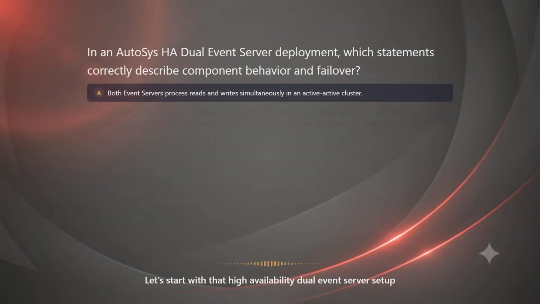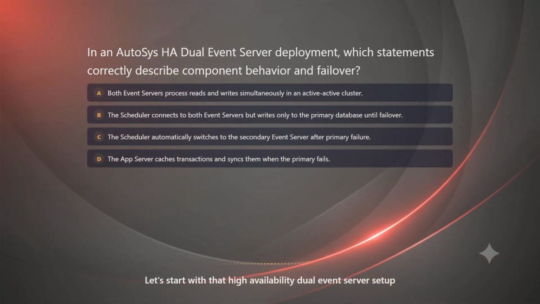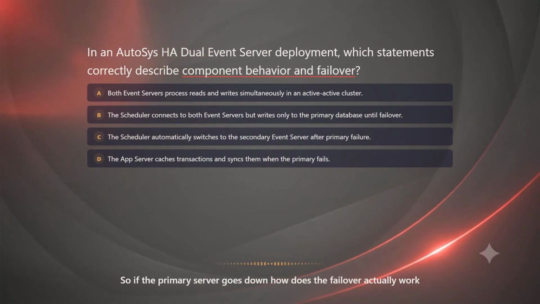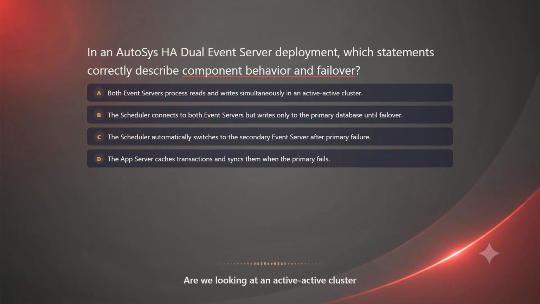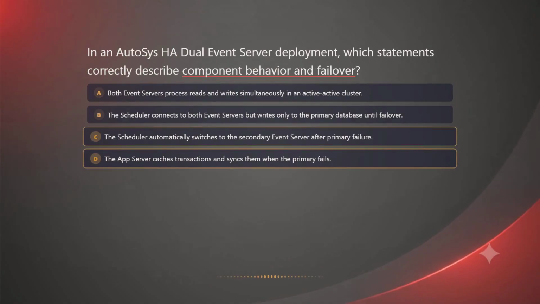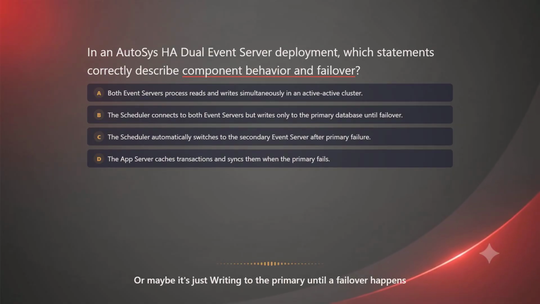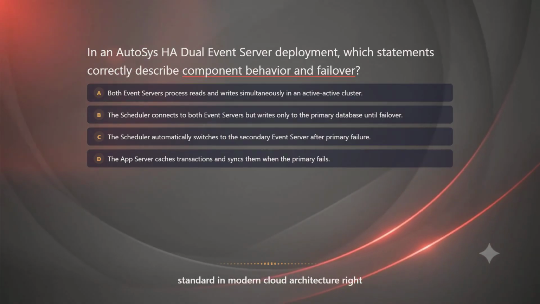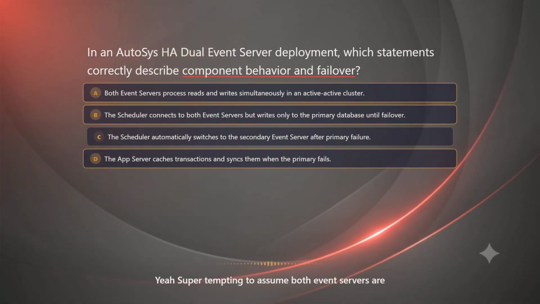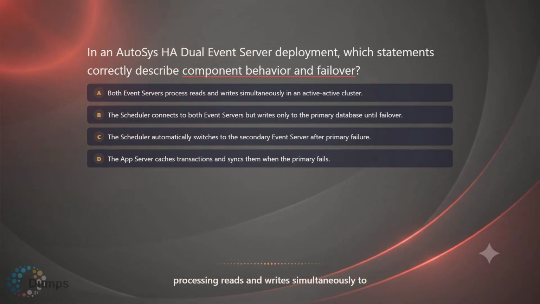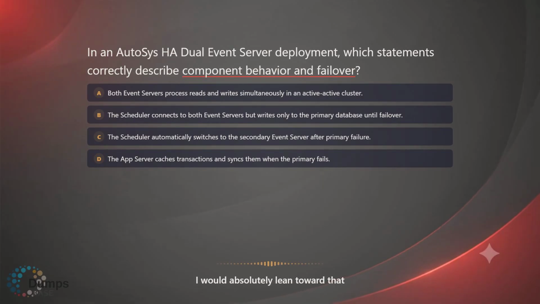Let's start with that high availability dual event server setup. Good place to start. So if the primary server goes down, how does the failover actually work? Are we looking at an active cluster, or is the app server caching transactions, or maybe it's just writing to the primary until a failover happens? Well, active is just so standard in modern cloud architecture, right? Yeah. It's super tempting to assume both event servers are processing reads and writes simultaneously to balance the load. I would absolutely lean toward that.